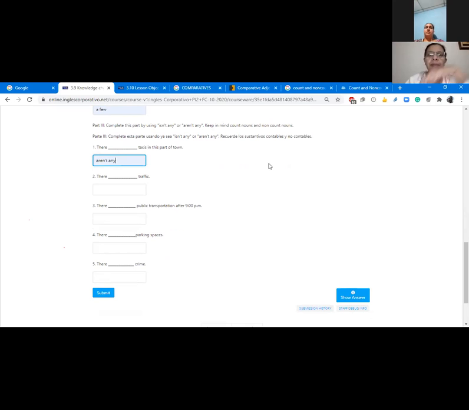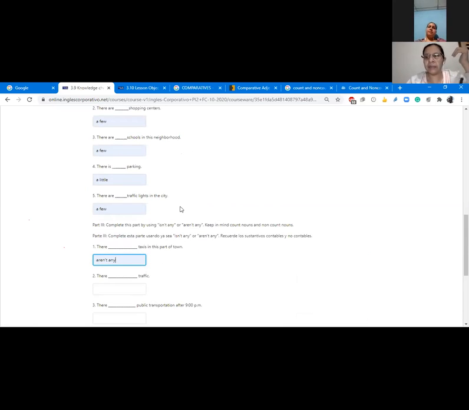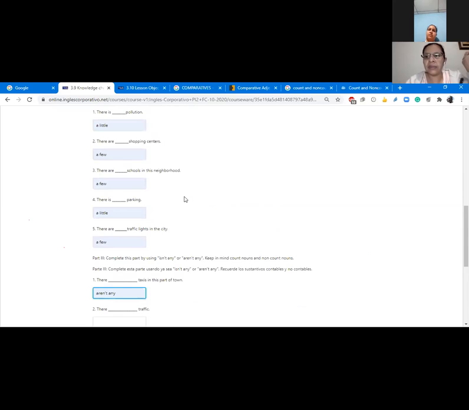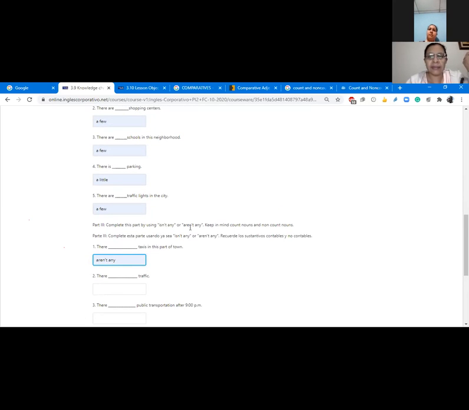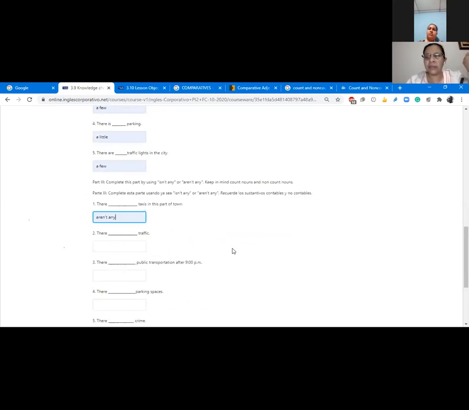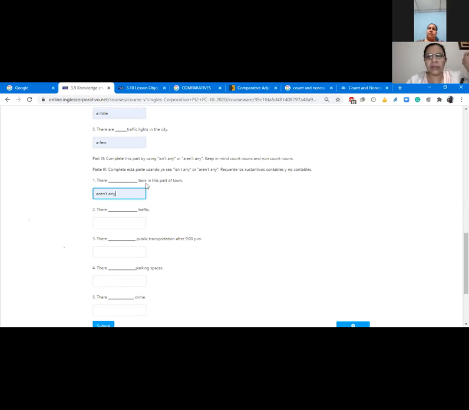I don't understand, because of keeping in mind count nouns and non-count nouns, this instruction confused me. When I read isn't any or aren't any, I just think in singular and plural, but when I saw the instruction, keep in mind count nouns and non-count nouns, it confused me. Number two? No, in this one. I should complete this part using isn't any, keep in mind count. Yes, because taxis is a count noun, right? So then you're going to use aren't, plural.